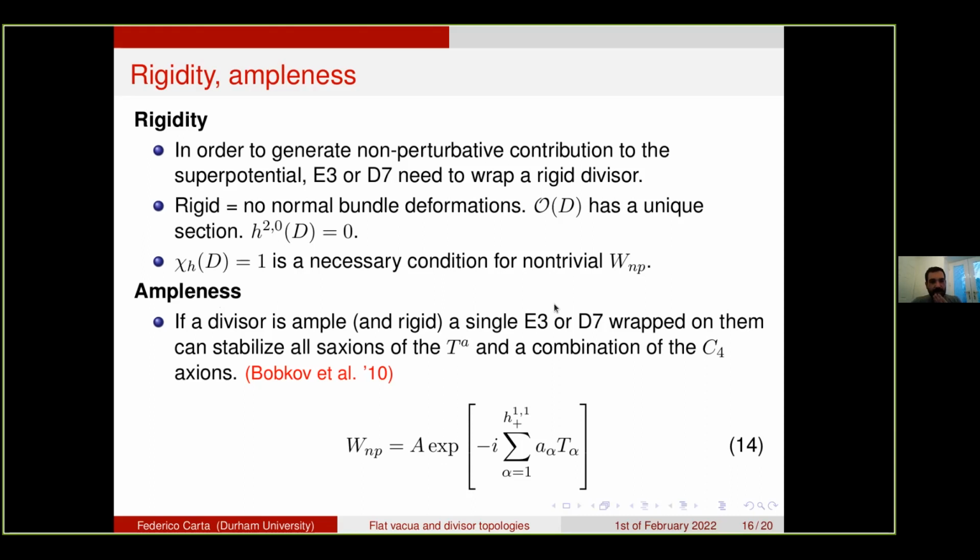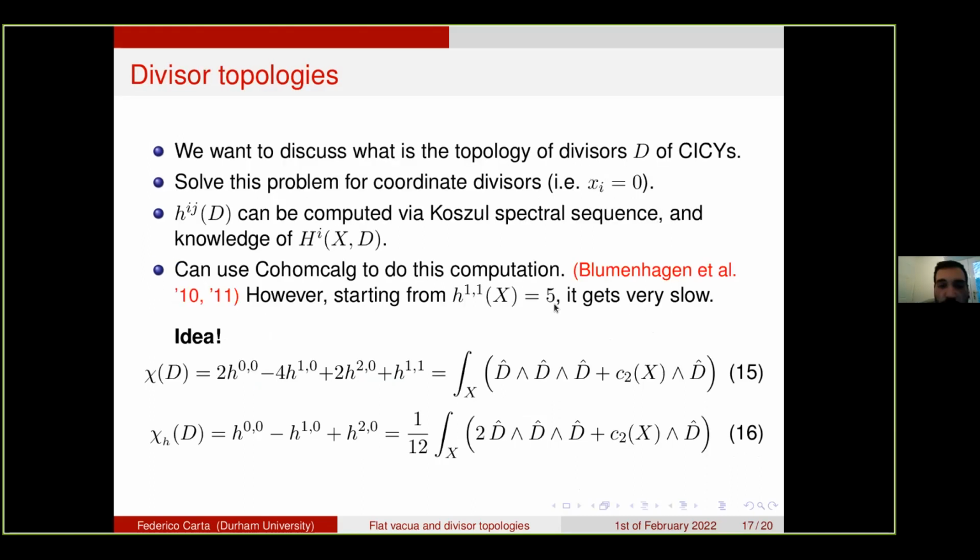So there is a question of looking and seeing if we can find rigid divisors in the CCs. Of course, the number of divisors is infinite. It's like a lattice, but we want to focus on divisors that are very simple just to start. And so we look at coordinate divisors, which can be defined by setting to 0 one of the homogeneous coordinates of the ambient space factors. Another way to say it, we care about divisors that are pullbacks of the hyperplane classes of the ambient space.